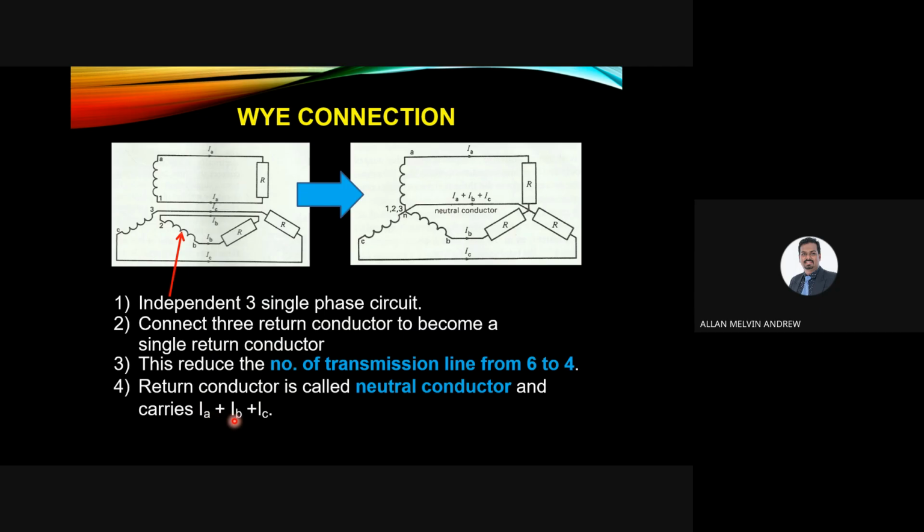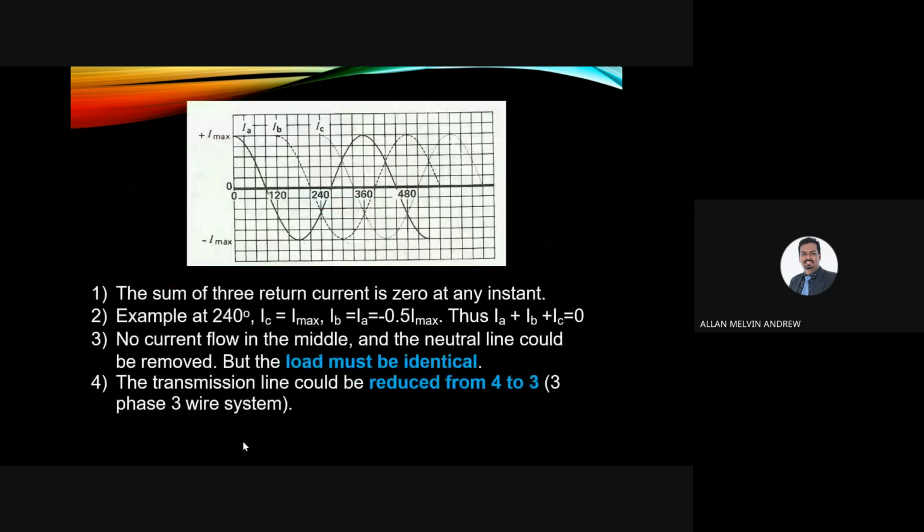The return conductor is called the neutral conductor and carries current IA plus IB plus IC. So it's in the middle. It's a neutral conductor. Okay, so the sum of the three return currents is zero at any instant. This is the graph for the current.